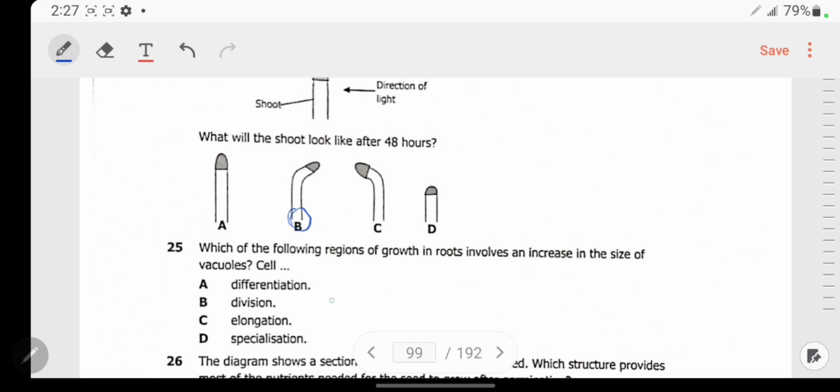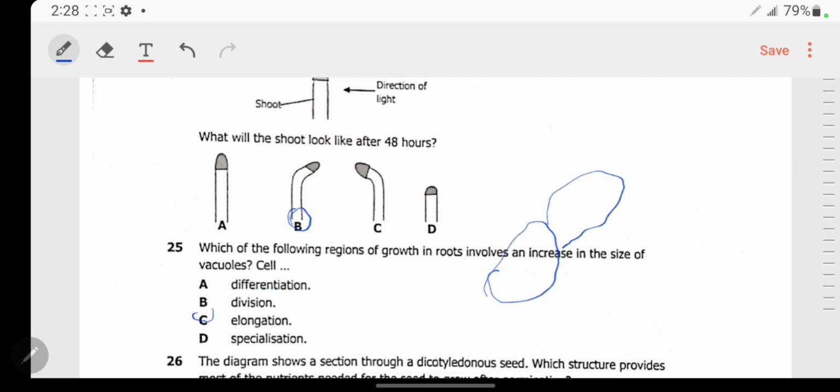Looking at 25, which of the following regions of growth in roots involves an increase in the size of the vacuole? Since we are looking at an increase in the size, it means more and more vacuoles have to merge. The only region that refers to this increase is what we call cell elongation. So the correct answer for 25 is C.